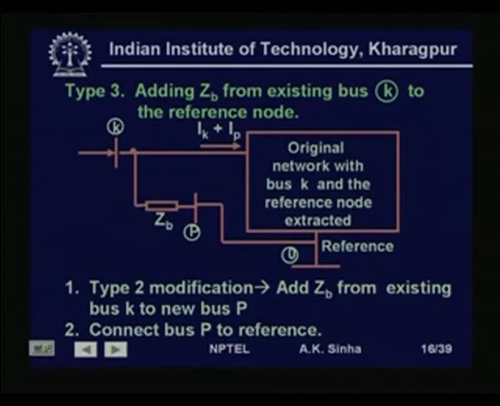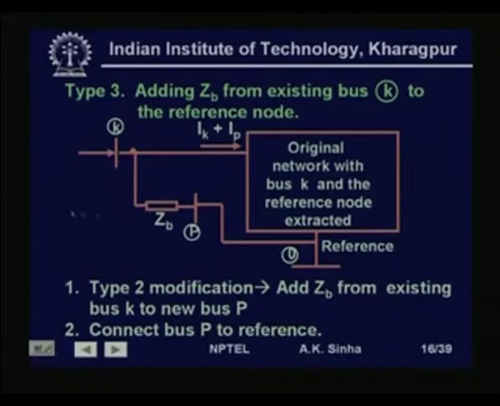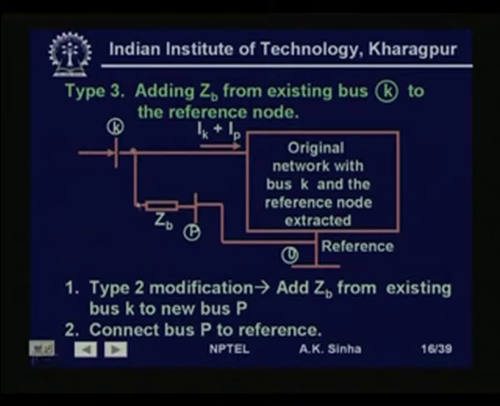Now, we will take type 3 modification, where we are adding a branch with impedance Zb from existing bus k to the reference node. Now, if we look at this as from an existing node k, which is already in the original network, we are connecting a branch Zb to the reference node. Now, what we do is, we do this modification in 2 steps. That is, first we say that we add this Zb to a new node p. That is, already we have seen how we do that.